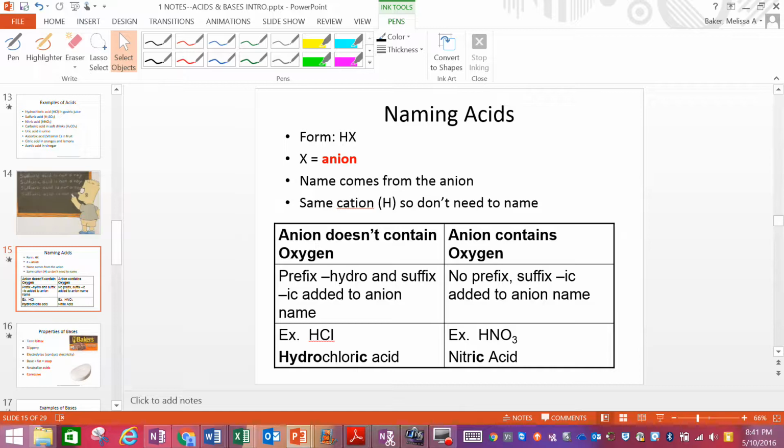On the other hand, if your anion does contain an oxygen, like HNO3, there's no prefix like the hydro, you just end it in an ic, like nitric acid, sulfuric acid.